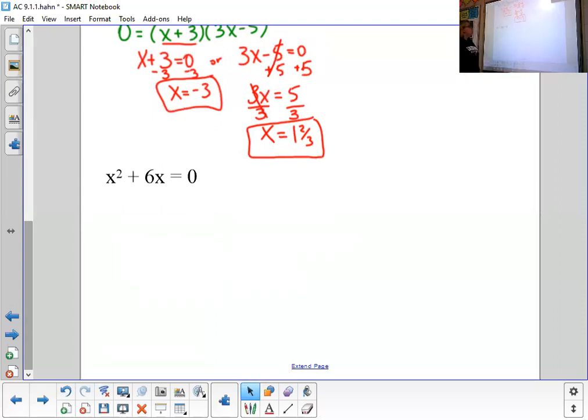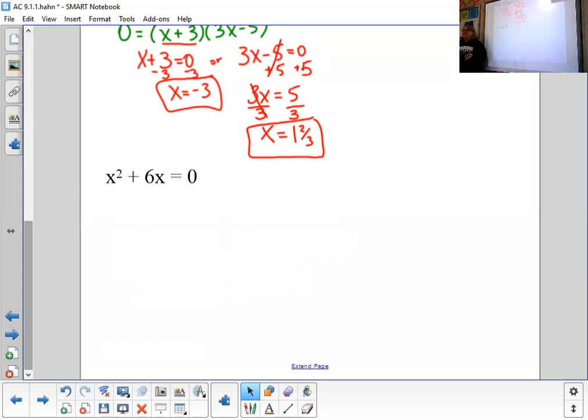Why not, right? Okay, this one, x squared plus 6x equals 0. First of all, what form is it in? It's in standard form. Is it equal to 0? Yes. It is equal to 0. Okay, so that means I need to factor it. Now, it's missing a term. What term is it missing?